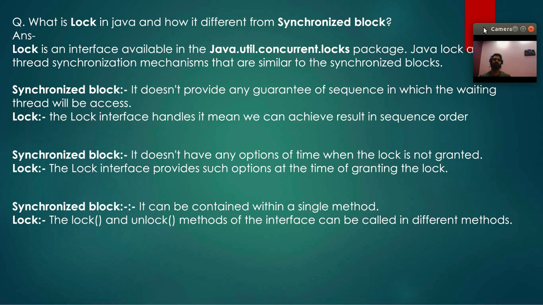The third point is that a synchronized block must be contained within a single method, but Lock has different methods like lock and unlock, which can be called in different methods. So these are some of the differences between the synchronized block and the Lock interface in Java. This is a very important question and it comes from the concurrent package. Nowadays I have observed that if the recruiter asks about the multi-threaded topic, they mostly focus on concurrent topics, right? So you have to be well prepared with concurrent package interview questions.